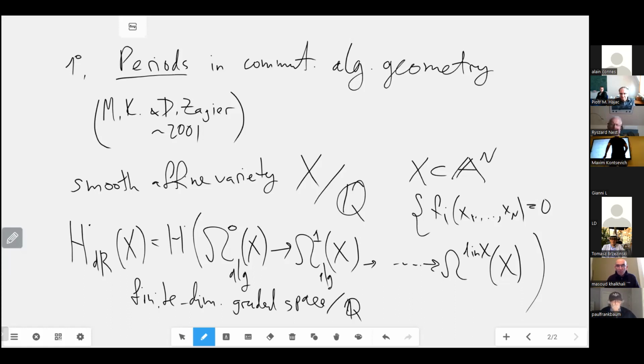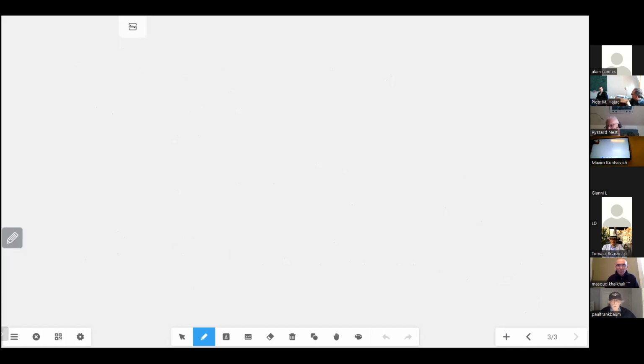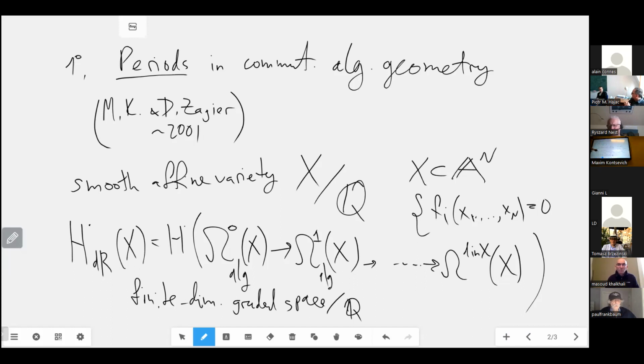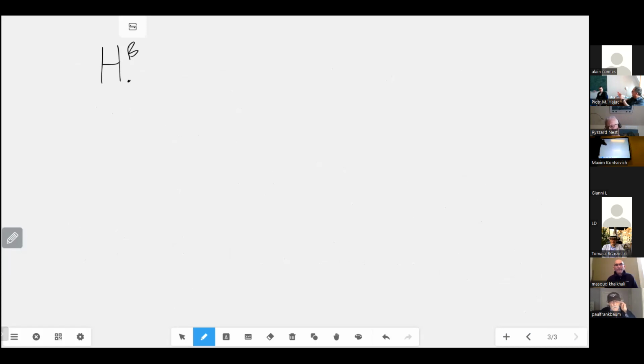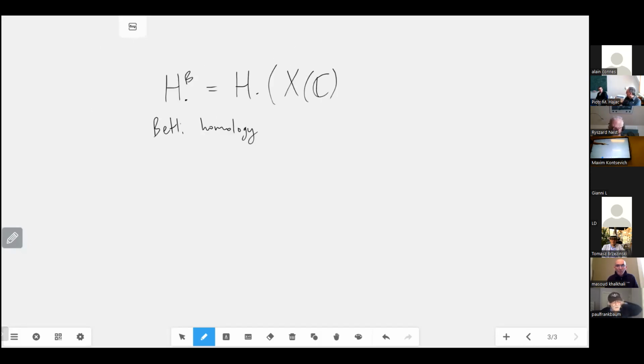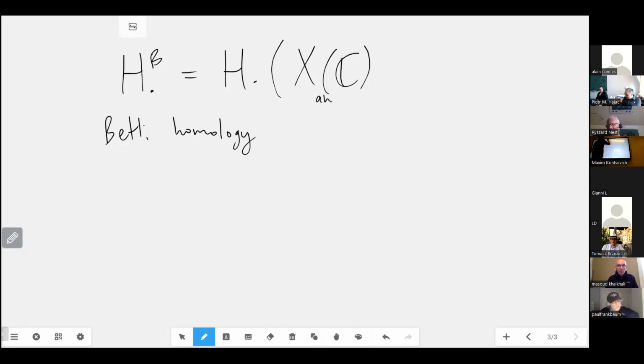Okay, and now one can consider another space. This previous space is called the de Rham cohomology. The next space will be Betti homology, which is the homology of the space of solutions, the points of your variety with complex coefficients. People pedantically write analytic topology, so it's not the Zariski topology, it's the usual Hausdorff topology. And consider homology with rational coefficients. Then it's also a finite dimensional space.